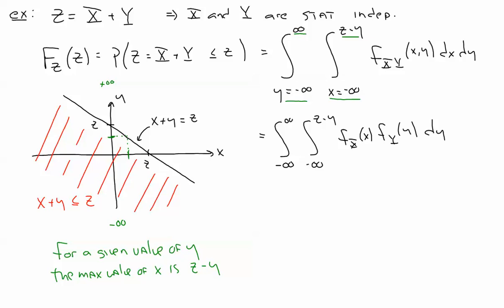Let me jump to the next page, and what I'm going to do next, I'm going to jump right to the probability density function being the first derivative of my cumulative distribution function. My probability density function for z, remember z is the sum of statistically independent random variables.